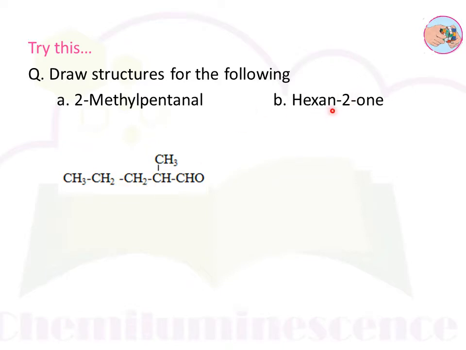Next is hexane-2-ONE. It is hexane. There is no cyclo word used, hence it is not a cyclic compound. It is the longest hydrocarbon chain in which 6 carbons are present, and at the second carbon, a carbonyl group is present. Hence the structure is this one. If you consider this as carbon number 1, then this is carbon number 2, and carbon number 2 is a carbonyl carbon, and the total carbons in this chain is 6. Hence it is the structure of hexane-2-ONE.